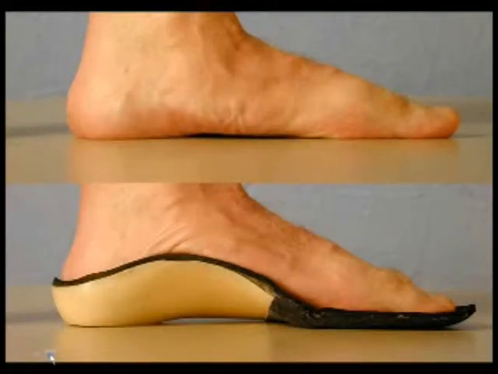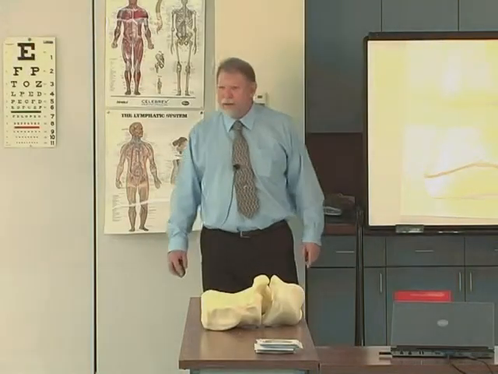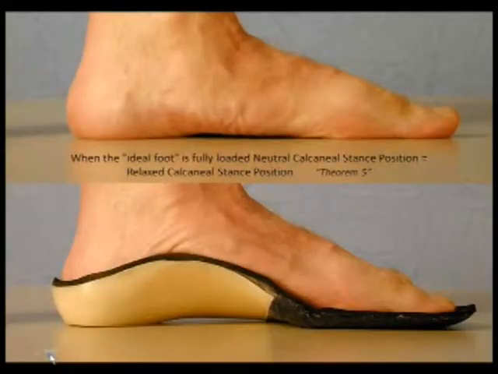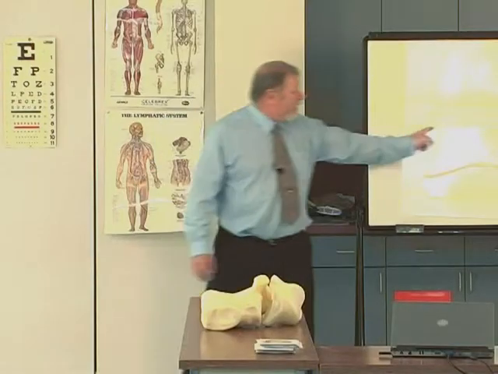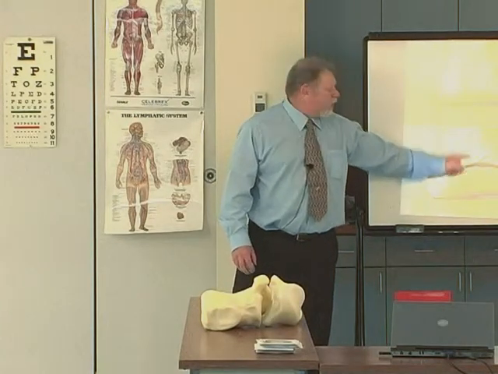Now let's try something different. Let's actually support the medial longitudinal arch. What just happened? We changed the inclination angle of the first metatarsal from 18 degrees to 26 degrees. Huge change. Which, by the way, is in agreement with Theorem 5, which states when the ideal foot is fully loaded, neutral calcaneal stance will equal relaxed calcaneal stance. That would be the ideal foot. In this foot, you've just accomplished that.